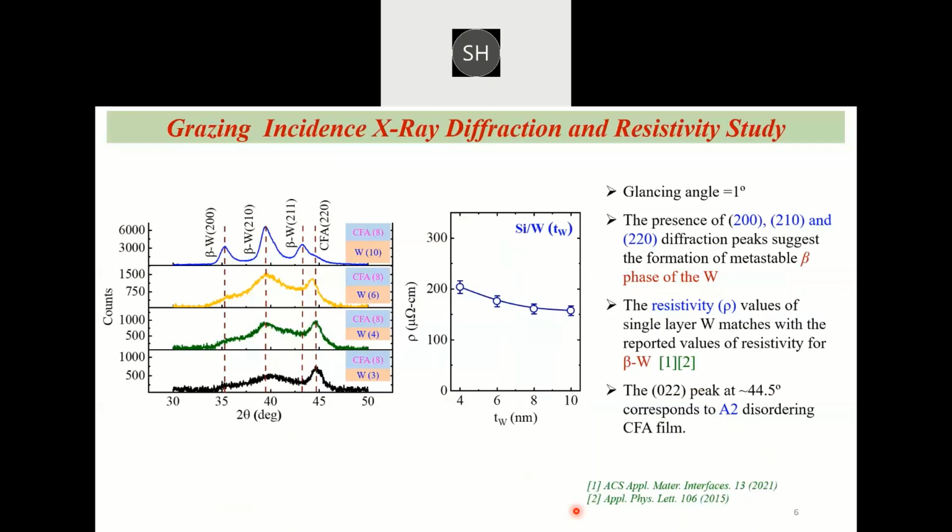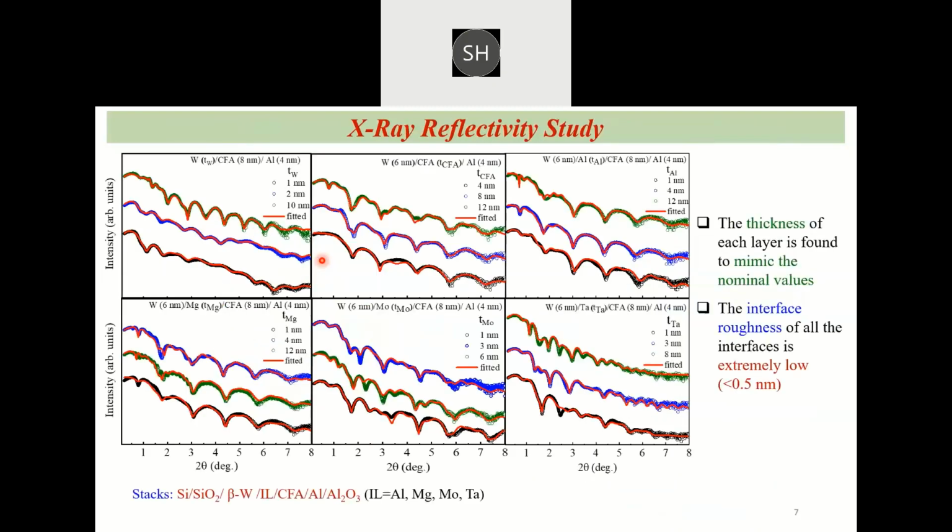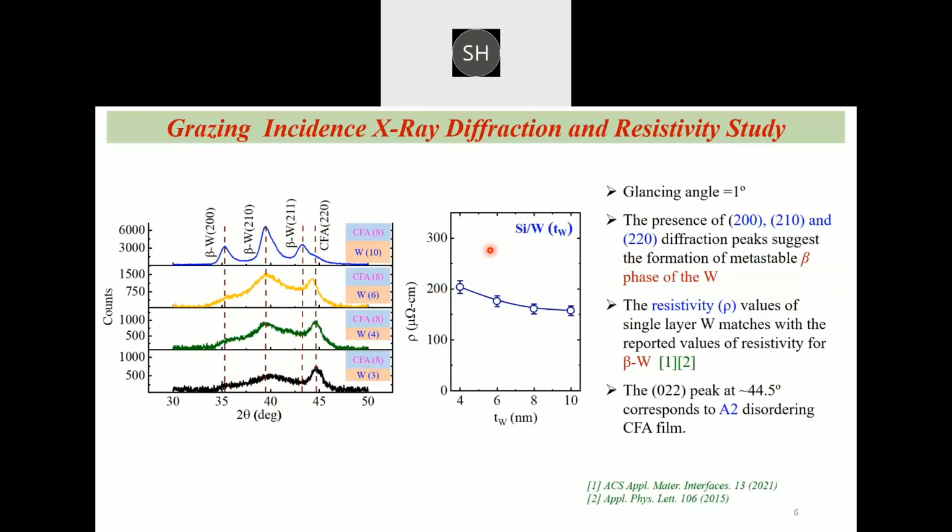Before going into the spin pumping or spin dynamic measurements, we tried to see the structural quality of our grown structures, and the grazing incidence XRD suggests that the grown tungsten layers are of beta phase, and the CFA layer is of A2 disordering. Also, to reconfirm the beta phase of the tungsten, we performed resistivity measurements of single-layer tungsten thin films, and the resistivity value is found to be in the order of 160 to 165 microohm centimeter, which matches the reported resistivity value of beta tungsten.